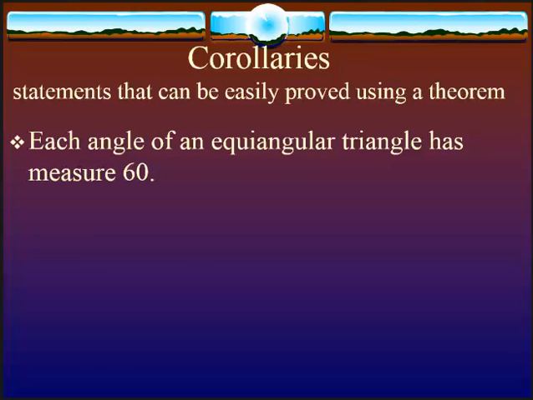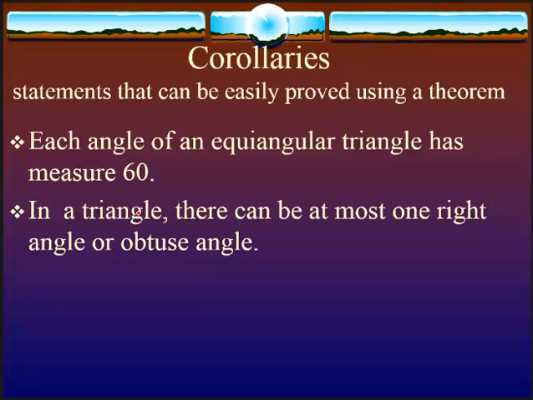We've already talked about this. Each angle of an equiangular triangle has to be 60 degrees. By definition, equiangular means that all three are the same. Since they add up to 180, the only number that you can add 3 of and get 180 is 60. Okay, we already talked about this. In a triangle, there can be at most one right angle or obtuse angle. You cannot have more than one 90-degree angle. You cannot have more than one obtuse angle and still add up to 180 degrees.